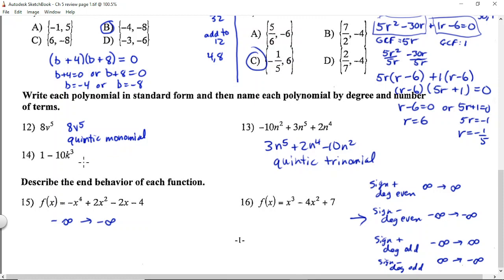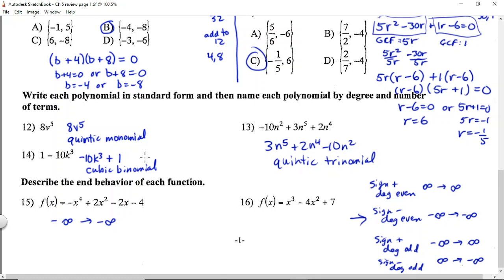Okay, let's look at the next one. It's not in standard form. We have to rearrange that one, number 14. The term with the larger exponent is the negative 10k to the third. So write it first and then plus 1. So that's in standard form. And that one, the degree is 3, so it's a cubic. There's 2 terms, so it's a binomial. So cubic binomial.